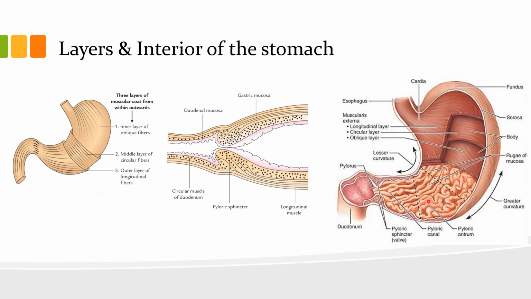The mucosa of the stomach, the mucous membrane, when we look at it by the naked eye, we can see that it is thrown into longitudinal folds. These folds we call the rugae of the stomach, and this will increase the surface area and allow the stomach to dilate easily.